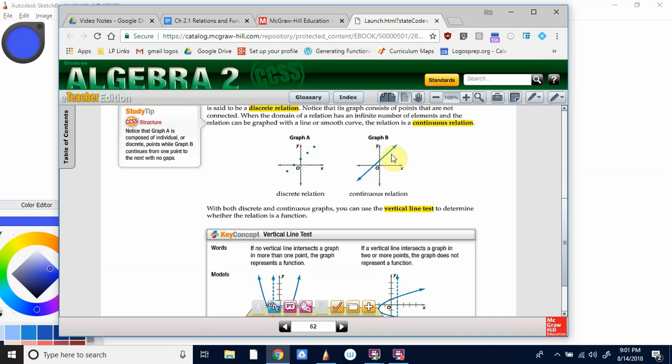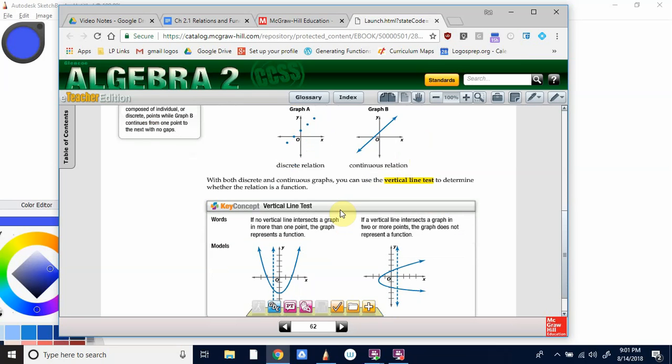Discrete graphs are just points. Continuous, you can connect it, make a line or a smooth curve. It means it's continuous, right? How else can you look? Taking those graphs, you can test to see if that is a function.